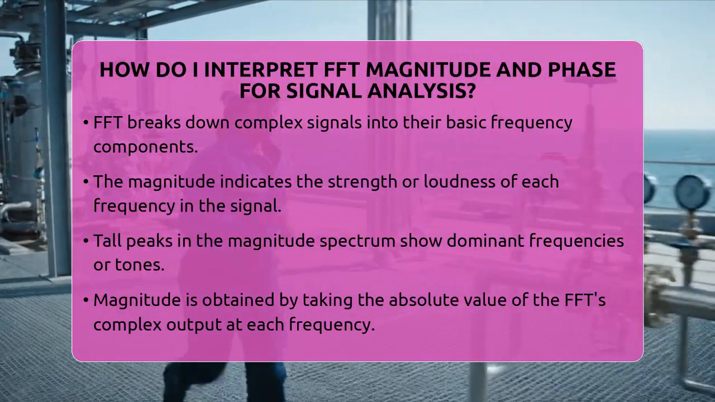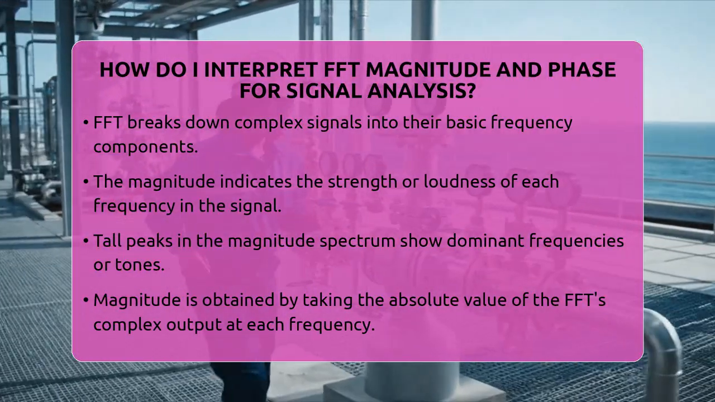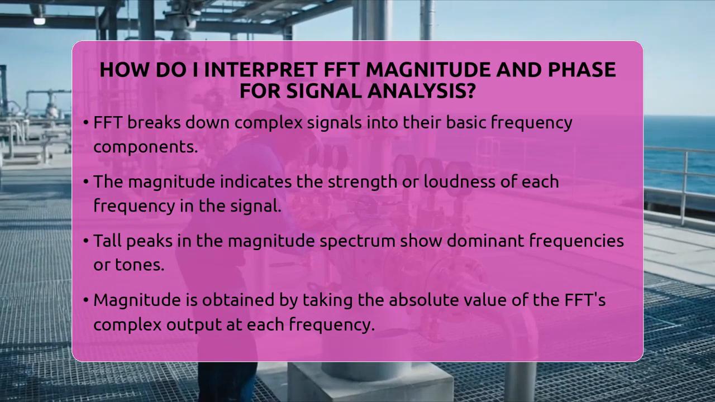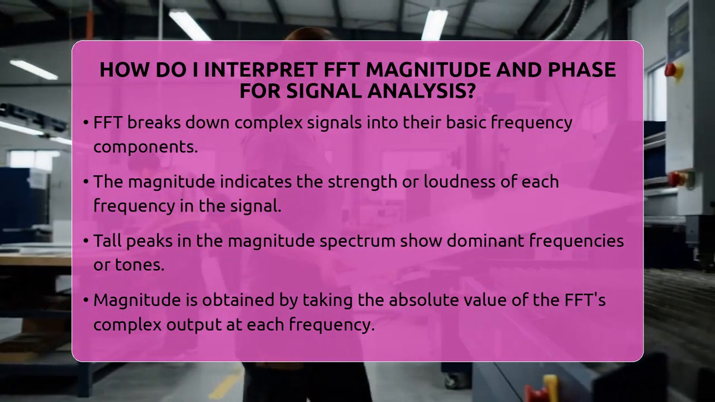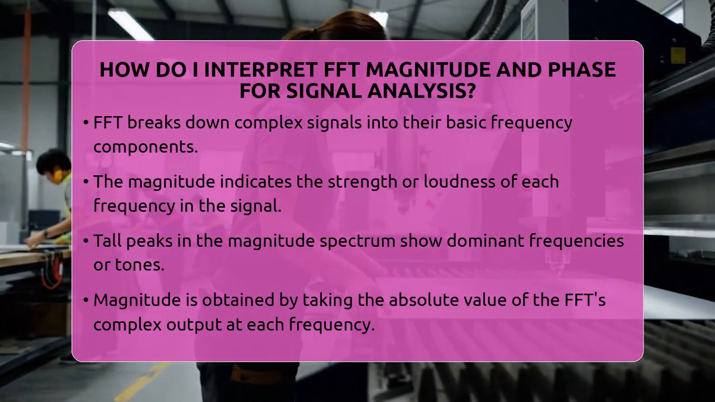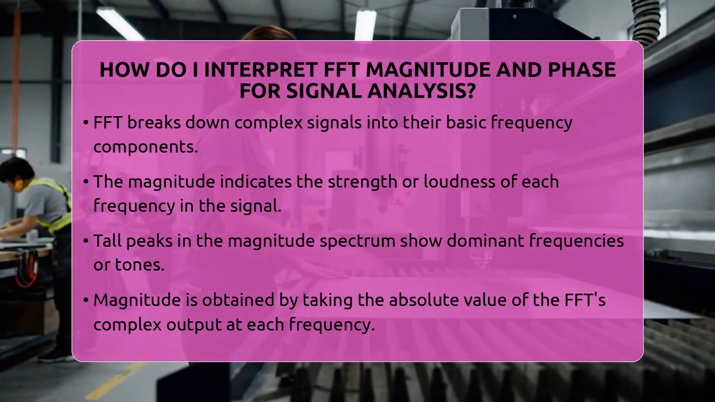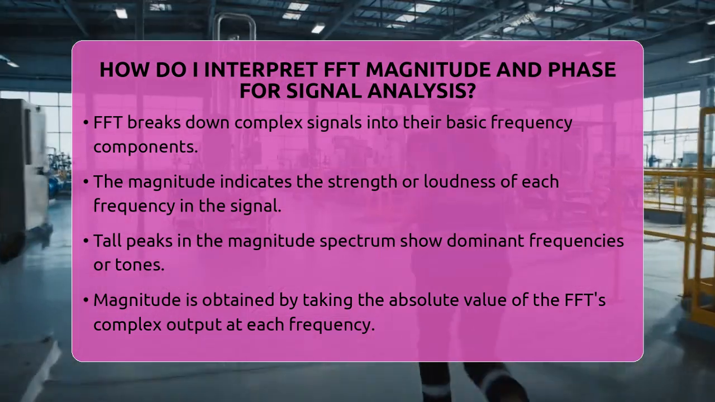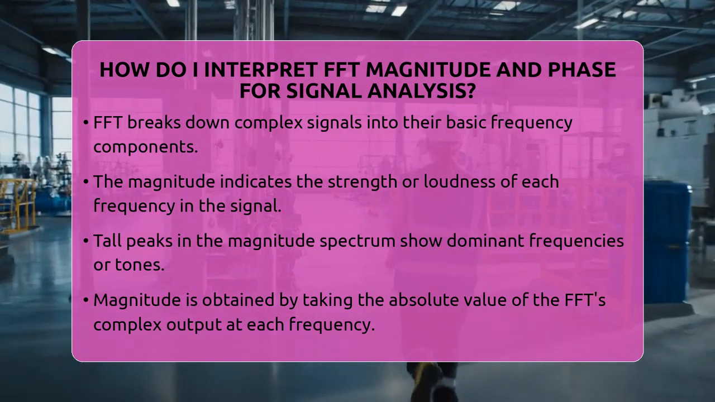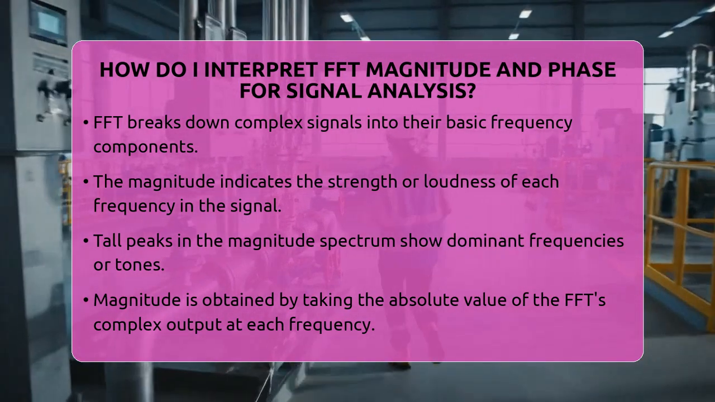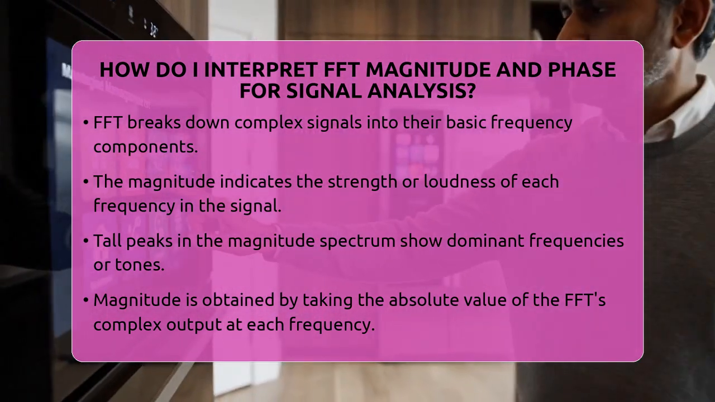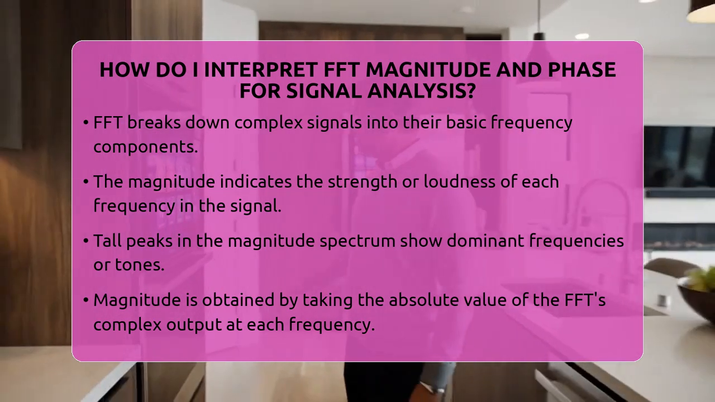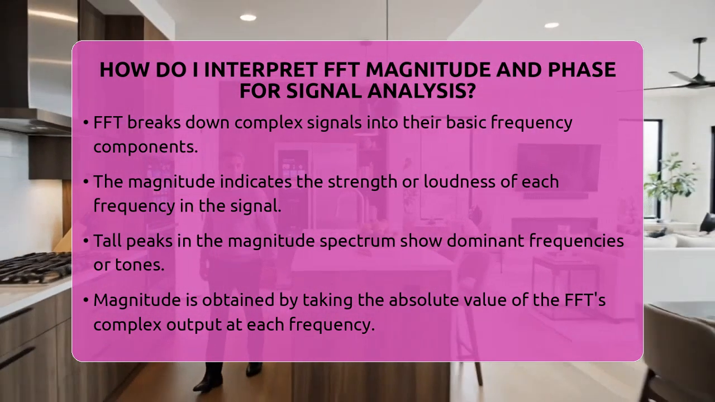How do I interpret FFT magnitude and phase for signal analysis? Imagine you have a complex sound or signal and want to understand its hidden components. The fast Fourier transform, or FFT, helps you do just that by breaking down signals into their basic frequencies. When you look at the FFT output, you see two main things: magnitude and phase. But what do these really tell you about your signal? Let's explore this step by step.